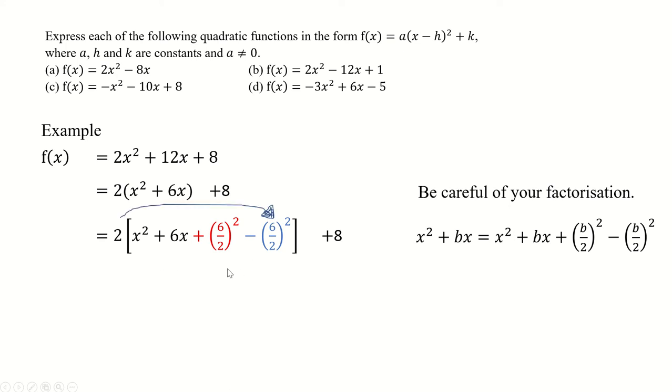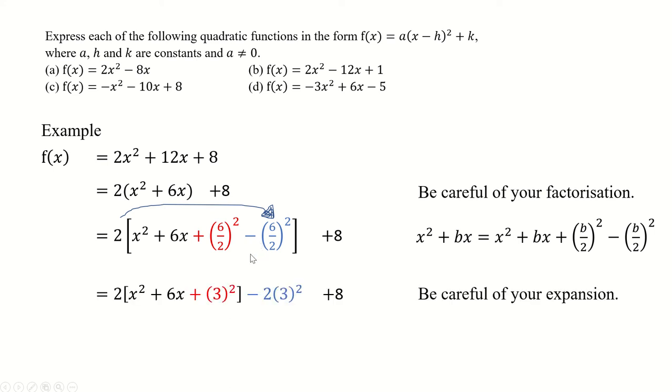Okay, so now we have to expand it out. Because this won't make it a perfect square, we have to remove this out of the brackets. So be very careful with this. When we do it, we have to multiply 2 to it. So when we expand this out, we will have negative 2 times 3 squared instead of just 3 squared, because there's a 2 outside the brackets right from the beginning. Okay, finally, we can write it in the completed square form, and we are done.